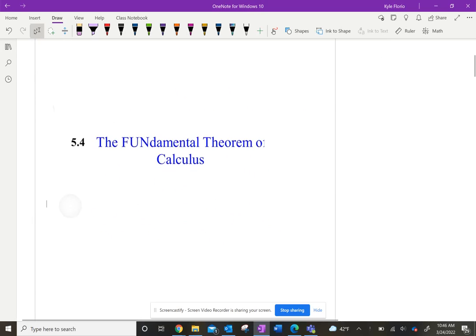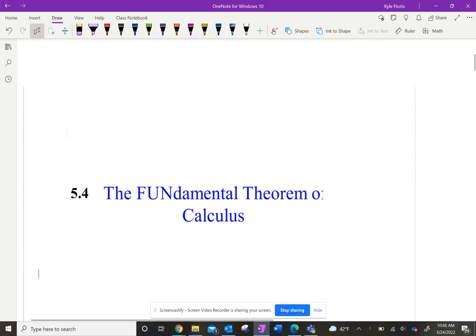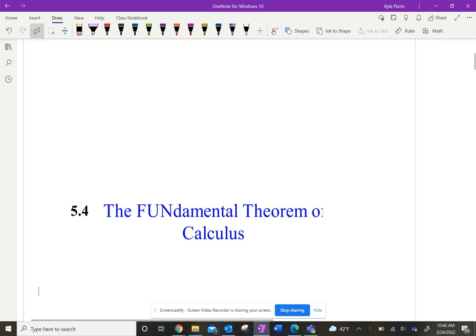Today is the big day, the fundamental theorem of calculus. Before we start, we're going to need the books, though. We're going to go to page 318.